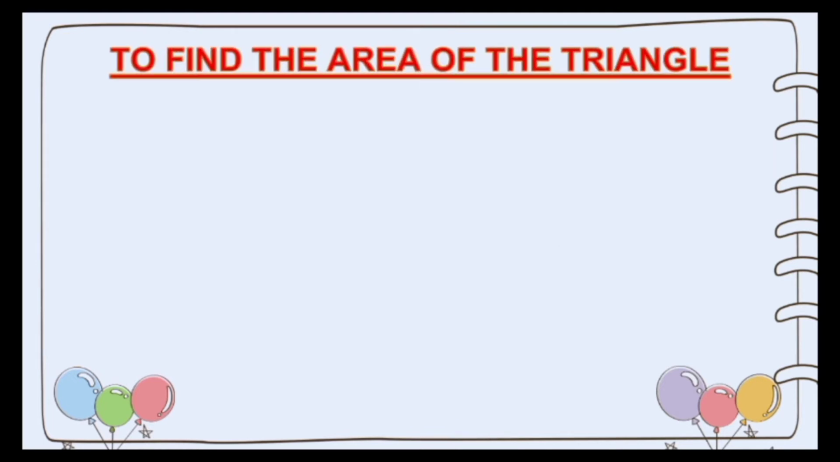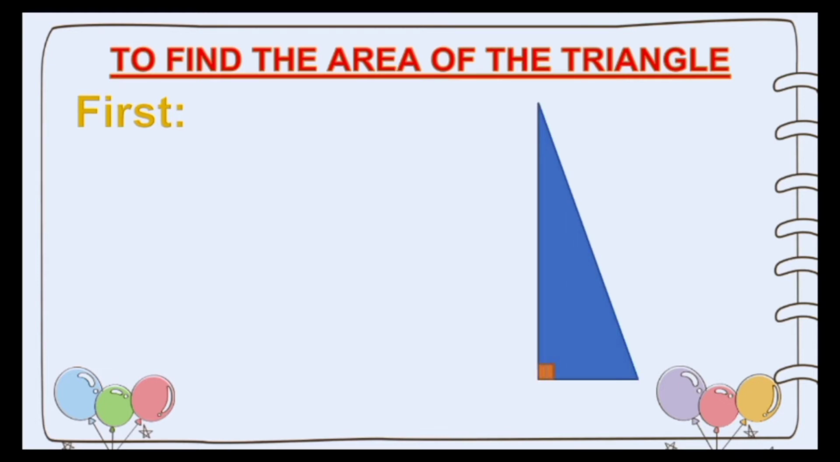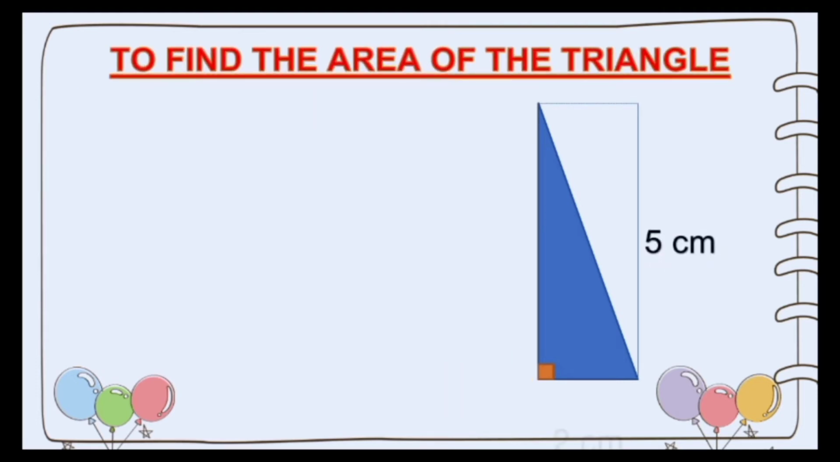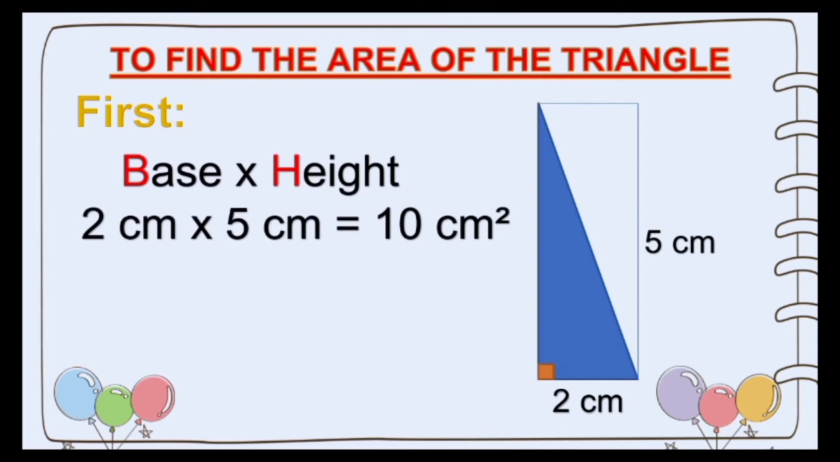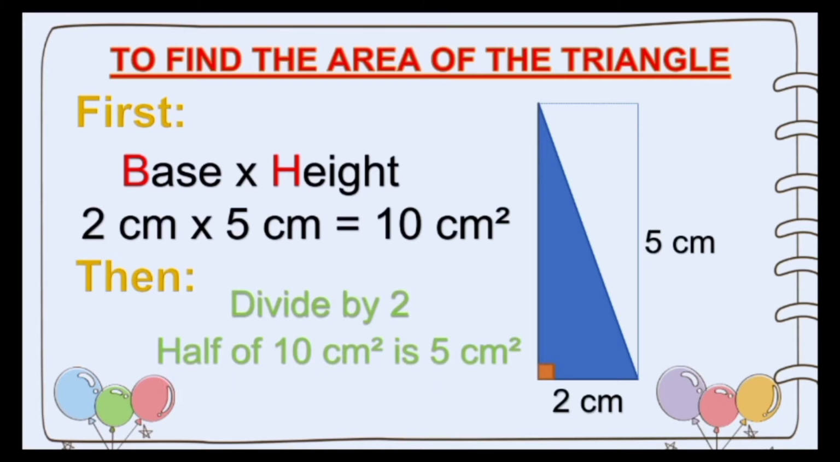So to find the area of a triangle, first we find the right angle, like the corner of a rectangle. We multiply base and height like finding the area of a rectangle. 2 cm into 5 cm is 10 cm squared. Then we divide that figure by 2. Half of 10 cm squared is 5 cm squared. It's just like cutting the rectangle in half. Hence, the area of the triangle is 5 cm squared.